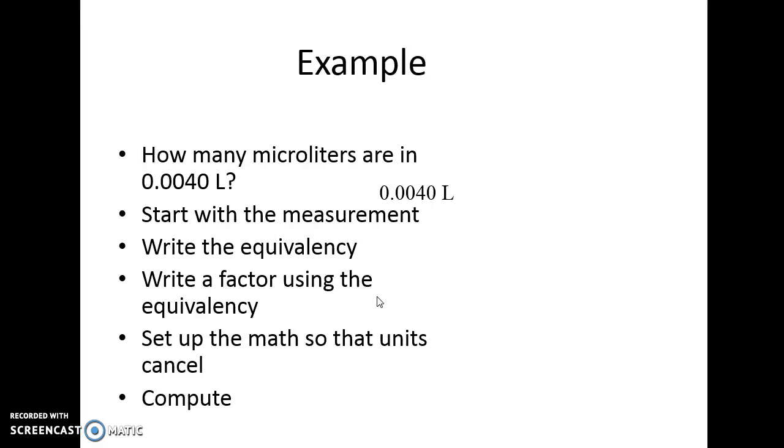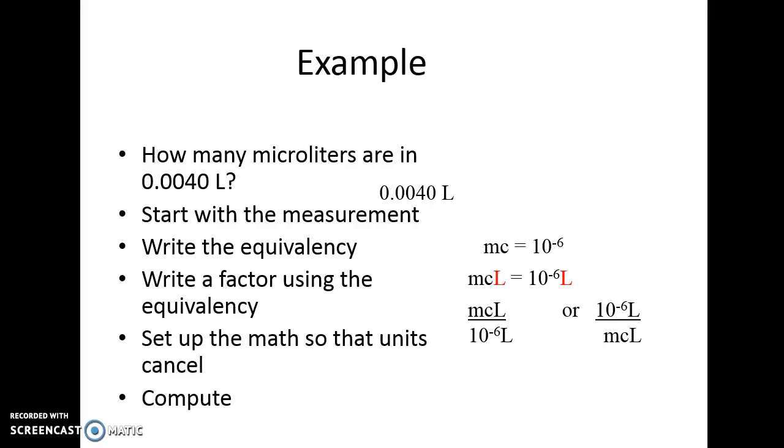So let's go through one. The question is, how many microliters are in 0.004 liters? So I always start with that measurement. Now I'm going to write my equal statement. Microliter equals 10 to the minus 6. So to figure out, micro equals 10 to the minus 6. So to figure out how many microliters are in a liter, I just add liter after micro and liter after 10 to the minus 6. Now I write a factor using the equivalency statement. It can either be microliter over liter or liter over microliter. I can use either of those. Let's see which one works here.